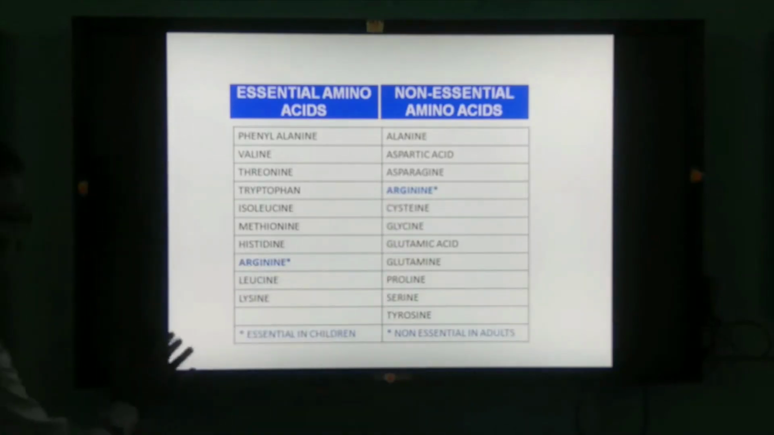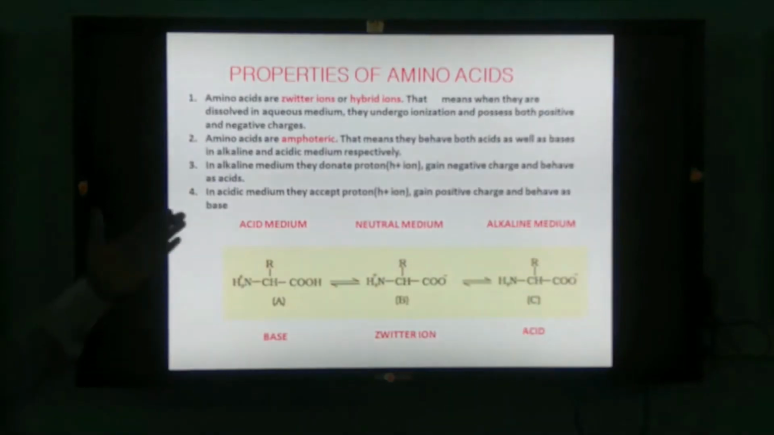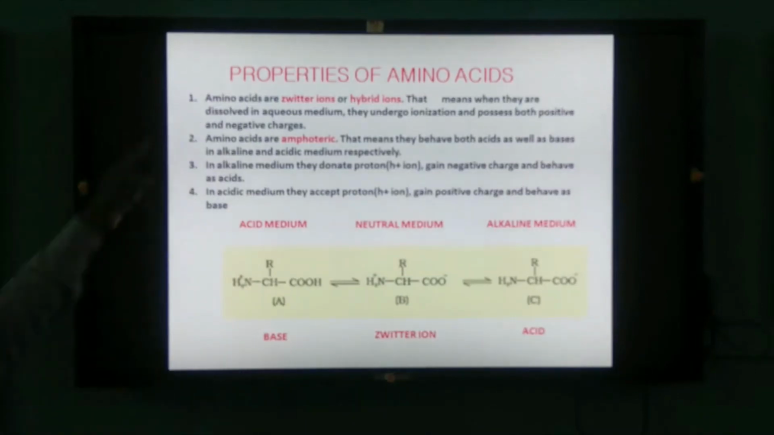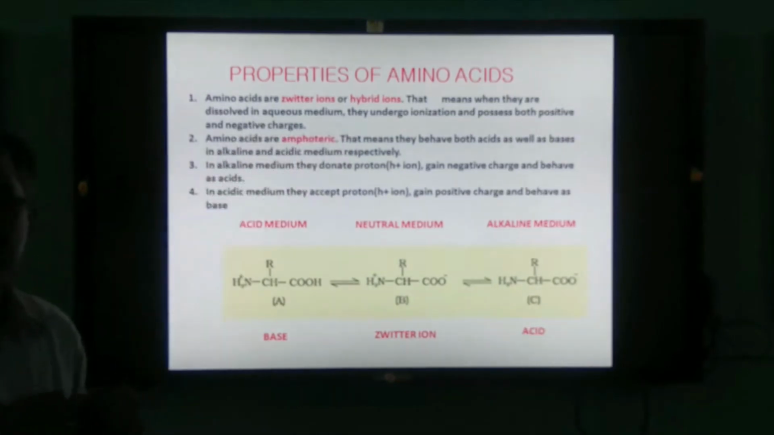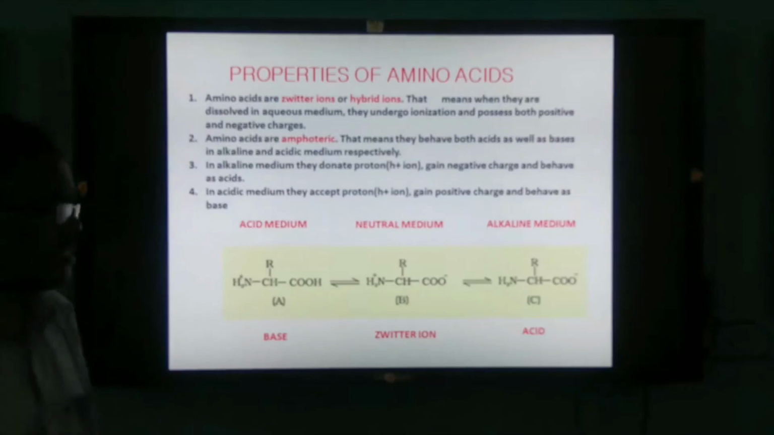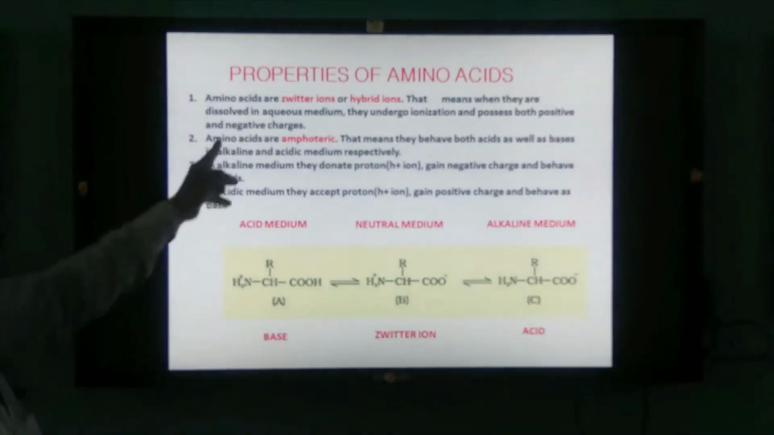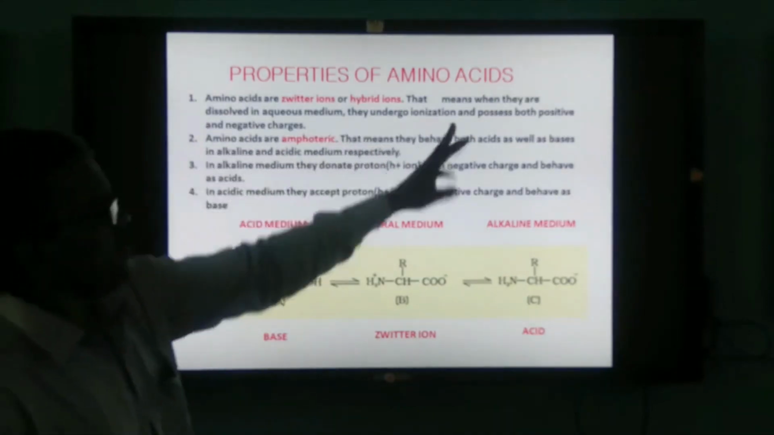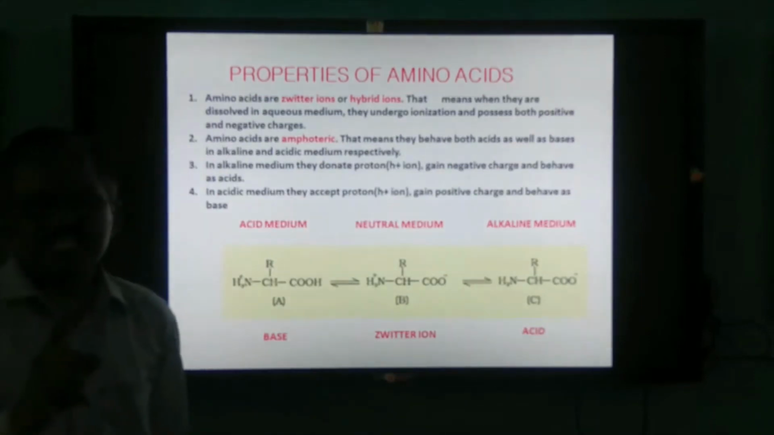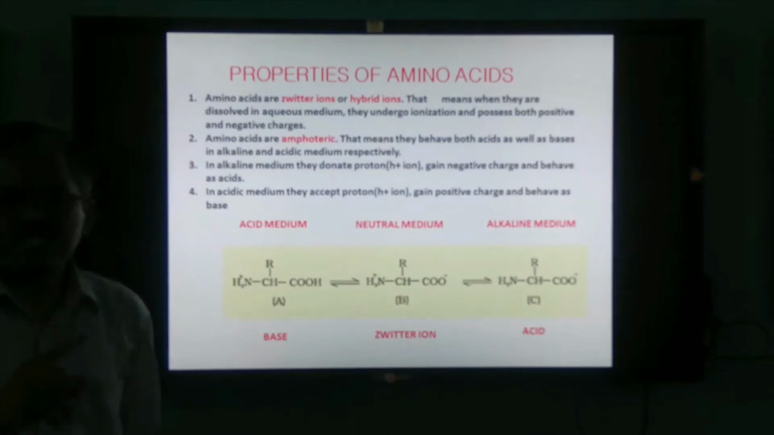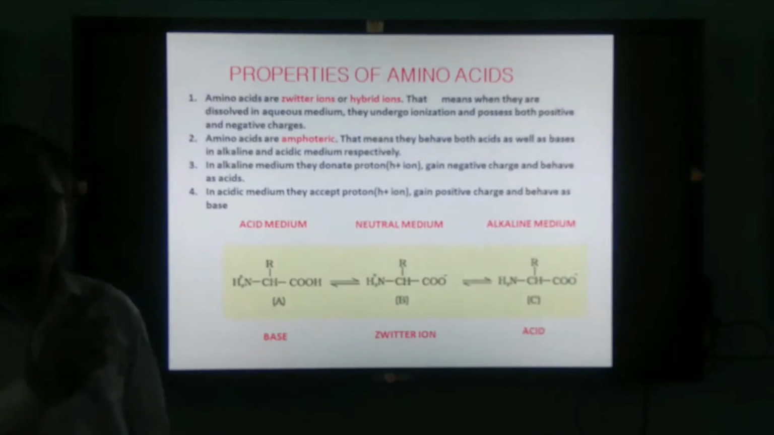Of course, properties of amino acids, whether they are acidic, neutral, or alkaline. And the concept of zwitterion we discuss here. Amino acids are zwitterions or hybrid ions. That means a zwitterion contains both a cation as well as an anion. When dissolved in aqueous medium, they undergo ionization and possess both positive and negative ions. So that is called a zwitterion. That means H is going as H plus, so here we'll see.